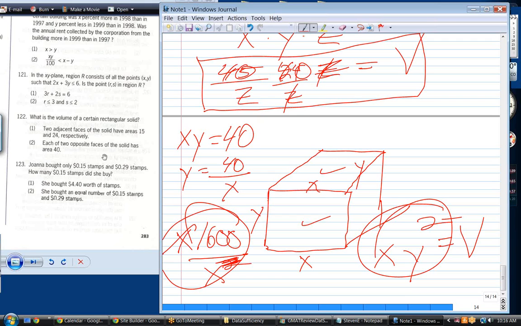Two opposite faces having the same area means virtually nothing, right? In other words, if I look at the two opposite faces here, this front face and the back face, we always know that they have the same area. It isn't always 40, but it's the same area. So we can definitely say xy equals 40, and if we combine that with the first one, that's definitely enough information.